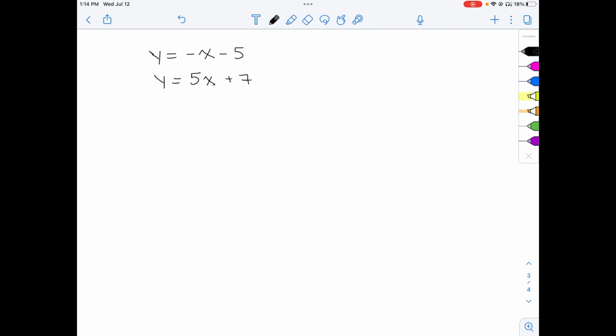This is an example of how to solve with substitution if both of your equations are already in slope-intercept form. So you can see that I have my two equations here, and they are both already isolated for y. So again, first I'm going to label my equations 1 and 2. And this looks just a little bit different from the previous example.